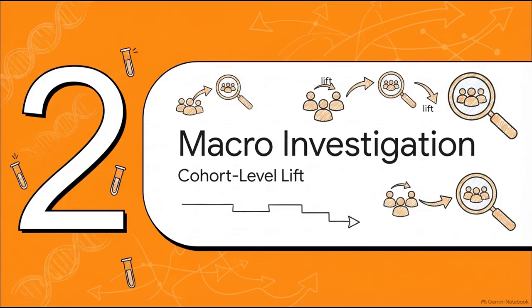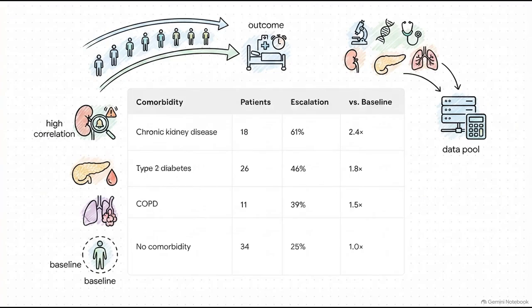Moving on to Section 2, the macro investigation, discovering cohort-level lift. Now, a single backward trace is just an anecdote, right? But what happens when we zoom out and run this replay across every single patient sharing that outcome?